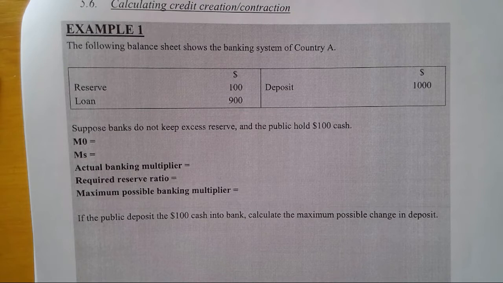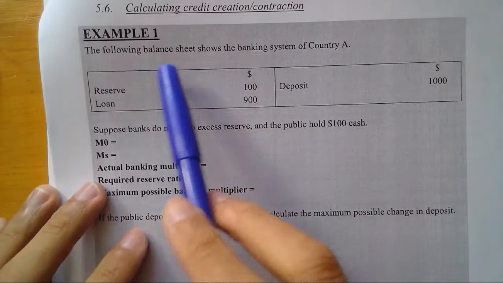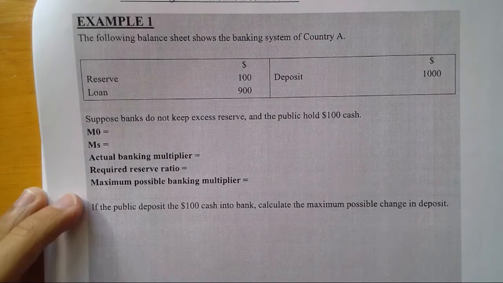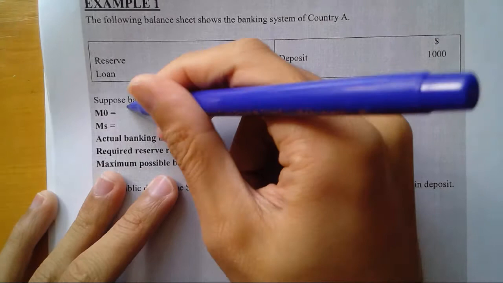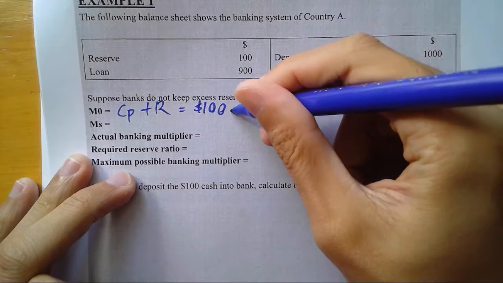Here, example one. Let's go to page 20 of your notes. We have a balance sheet of a banking system of country A. Very standard. No excess reserve. The public holds cash. First, let's calculate monetary base and money supply. Monetary base is as simple as cash plus reserve. Cash 100, reserve 100. Therefore, it will be $200.